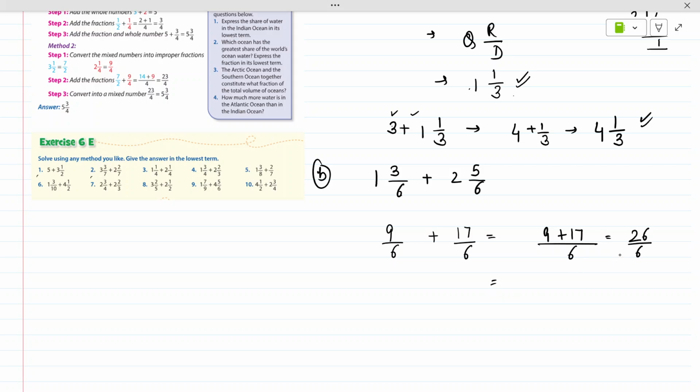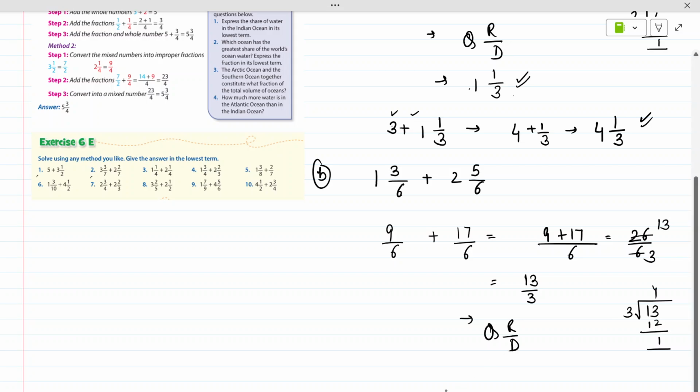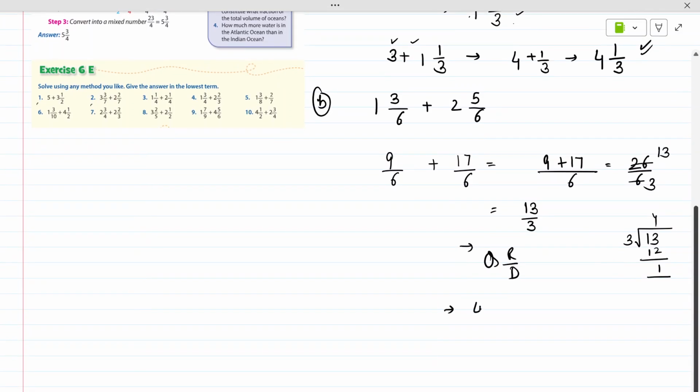And next, we know that this fraction has 2 as a common factor. So let us change it to simplest form first. So this is 2 into 3, 2 into 13. So we have got 13 by 3. Now change it to a mixed number. How? By dividing. This is 3 into 4, 12. 3 minus 2 is 1. Now write it in the mixed fraction form, which is Q R by D, and here the quotient is 4, remainder is 1, and divisor is 3.